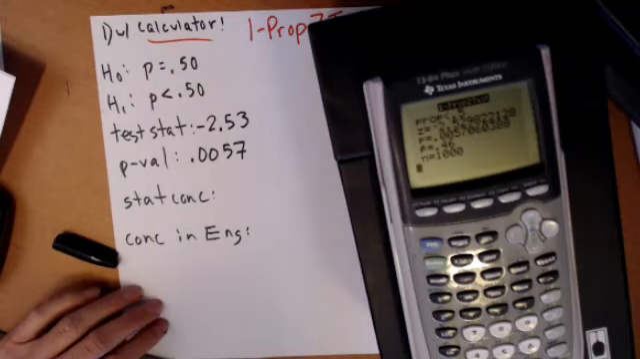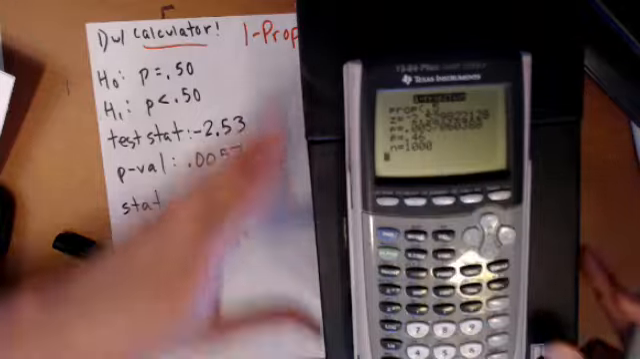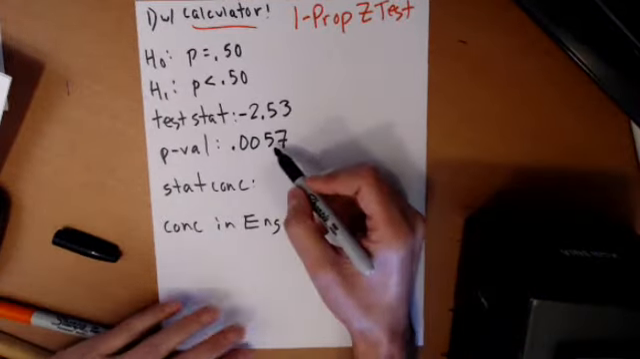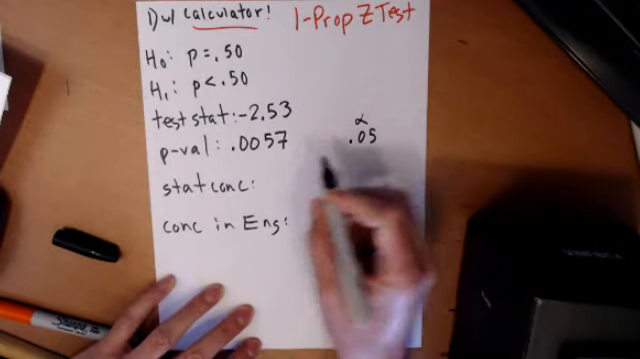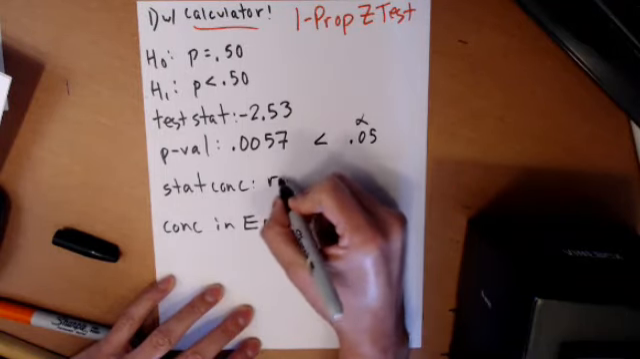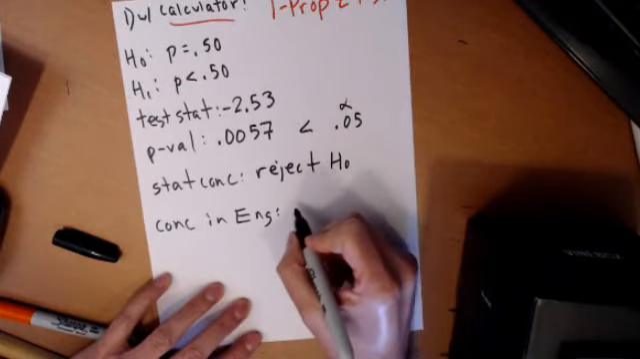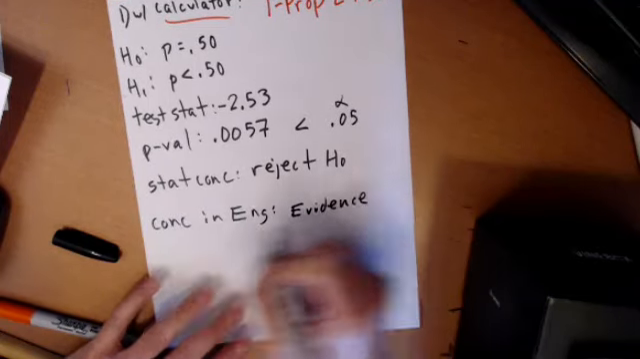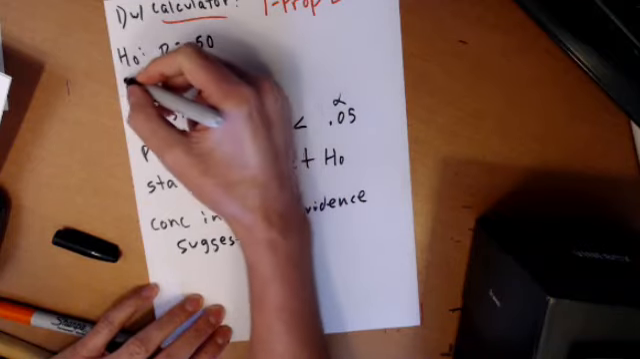Okay, so my p-val. Can we see that okay? So then now we're back on the same game. How is that p-val compared to my alpha? The alpha is 0.05. 0.0057 is less than alpha. If p-val less than alpha, we say reject H0. And if we say reject H0, then we say evidence suggests the H1, the alternative.